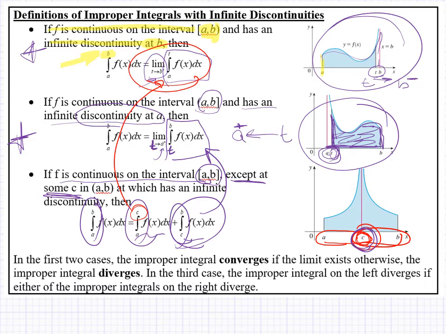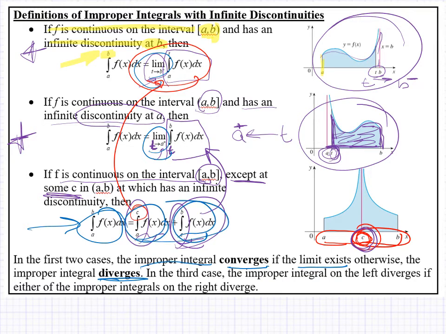location. Again, ultimately, we're going to be doing a limit, and limits can exist or not exist. So the improper integral will converge if the limit exists, and it will diverge if the limit doesn't exist. In case number 3, since we take this one integral and we write it as two separate integrals, both of these integrals have to converge for the single integral to converge. If just one of these two integrals diverges, then this entire first integral diverges.